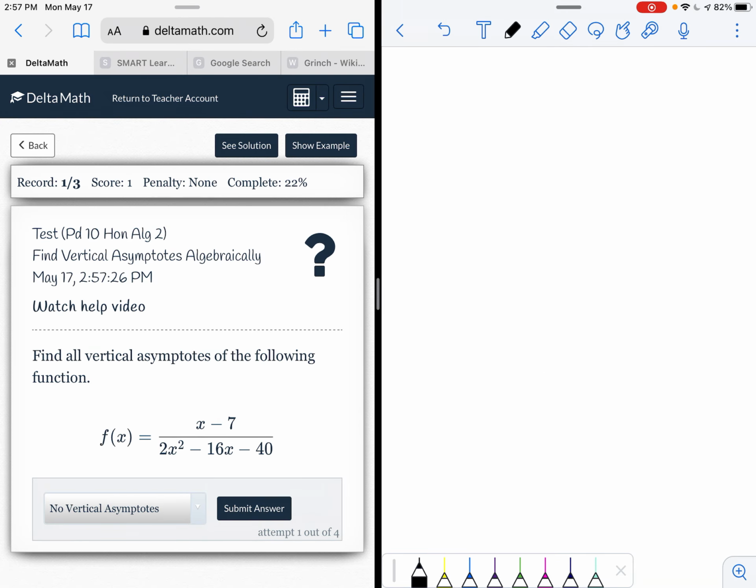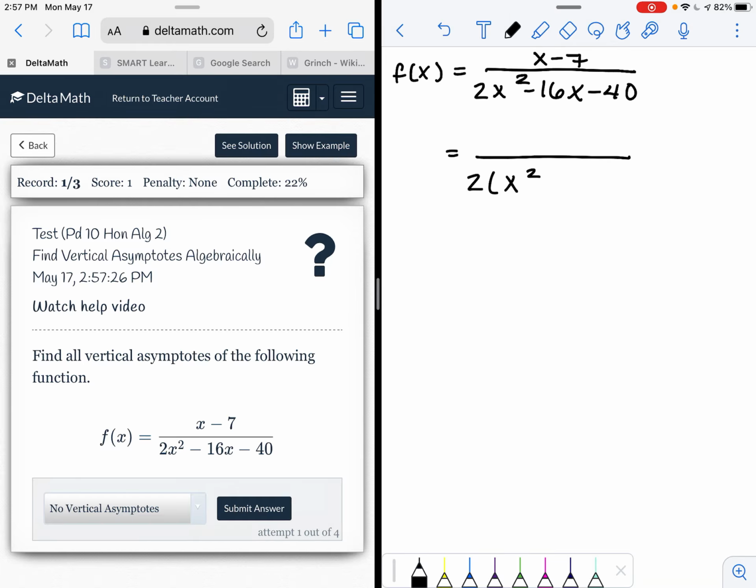So let's try a different one. This one definitely has a vertical asymptote. Again, we're going to start by writing down our problem, and then we're going to start by factoring. While I'm writing down the bottom, I can already see that there's a GCF of 2 in the bottom, and there's nothing to do in the top. So I'm going to pull that 2 out, and then leave my numerator alone.